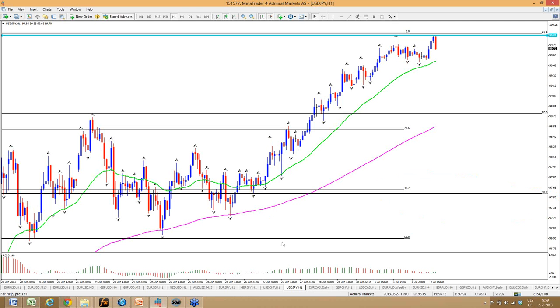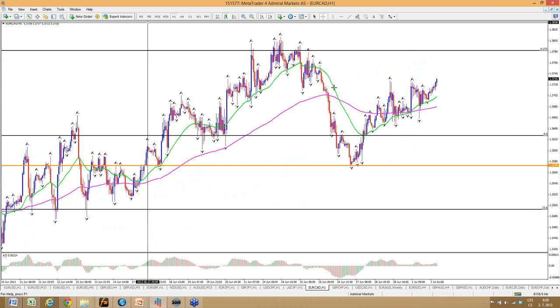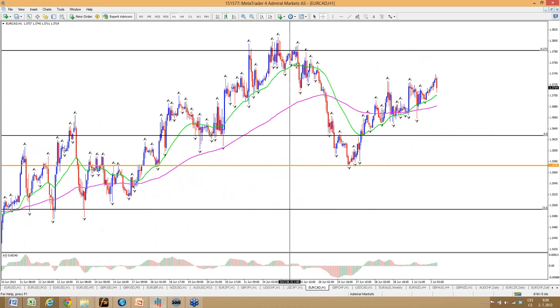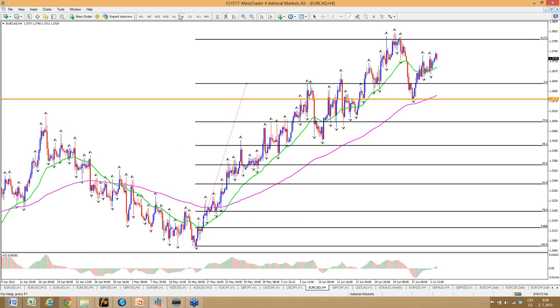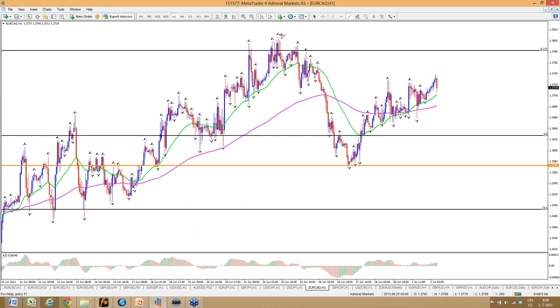For me, there's nothing to do now because I'm not interested in the downside personally. But let's take a look at the Euro CAD, just because I'm looking for trend line breaks. That's my focus of today. Let's see. Euro CAD had a pretty good trend line break in here.